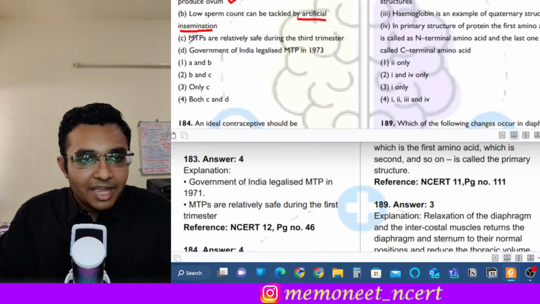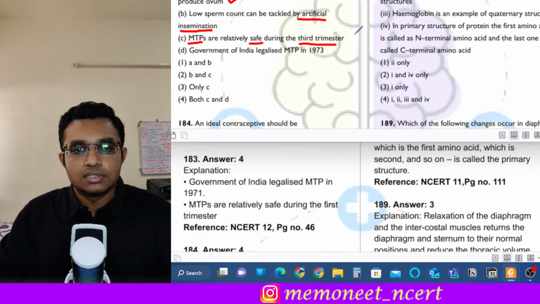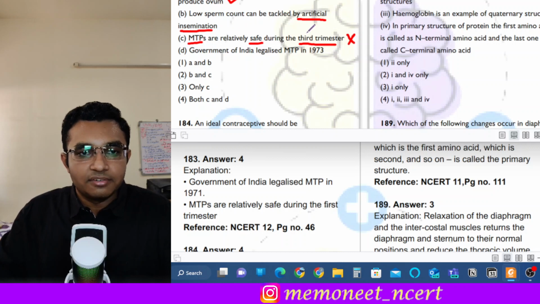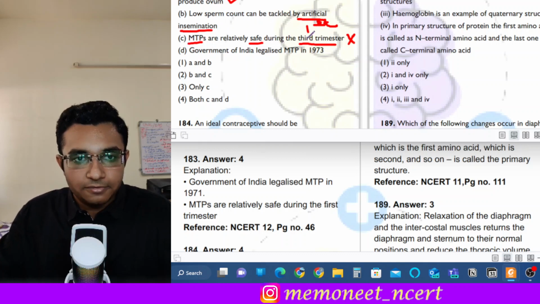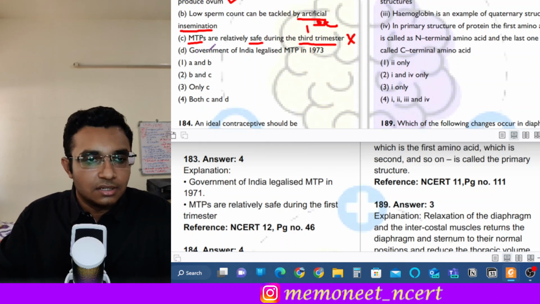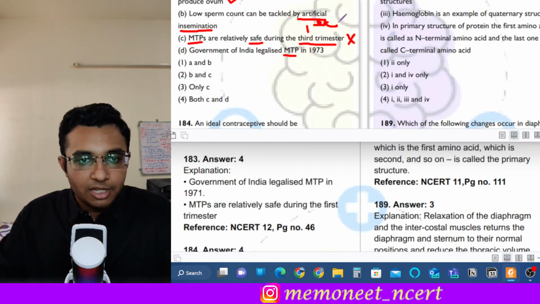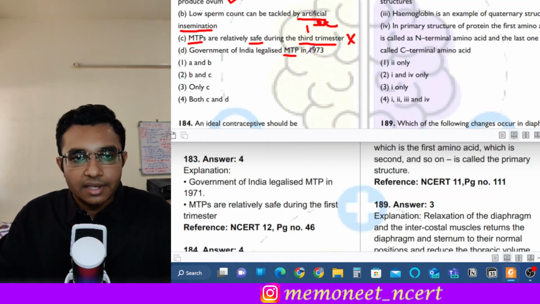Next is, MTPs are relatively safe during the third trimester. So this is an incorrect statement, because MTPs are safer during the first trimester only. After that the risk increases. So this is an incorrect statement. It should be first trimester. Next is, Government of India legislated MTP, the medical termination of pregnancy, in which year?